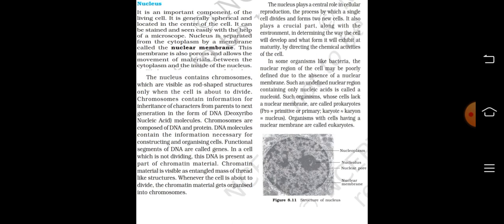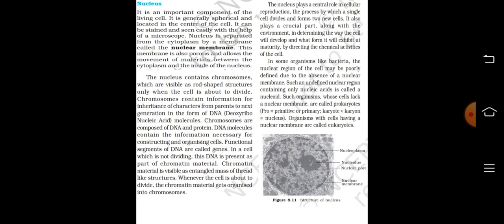In a cell which is not dividing, this DNA is present as a part of chromatin material. Chromatin material is visible as entangled mass of thread-like structures. Whenever the cell is about to divide, the chromatin material gets organized into chromosomes.